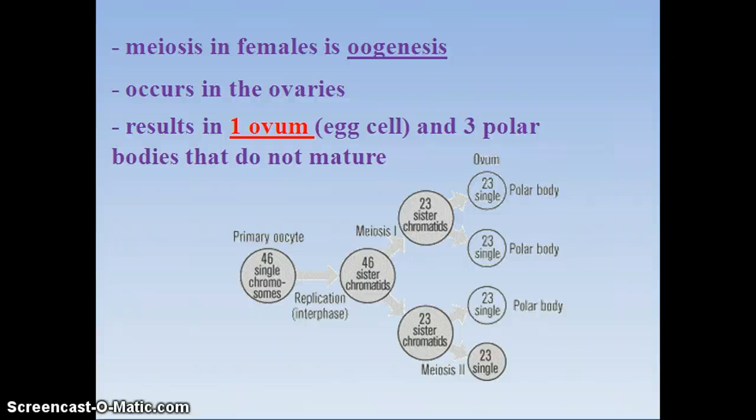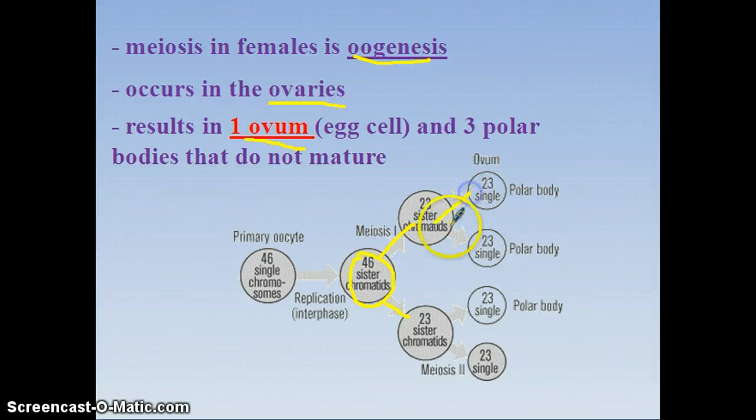Meiosis in females is called oogenesis. It occurs in the ovaries. It results in an ovum, or an egg, and 3 polar bodies. Again, meiosis goes through 2 divisions, where you start here with 46. After meiosis 1, it cuts in half the number of chromosomes, because the egg and the sperm both have to be cut in half to 23.